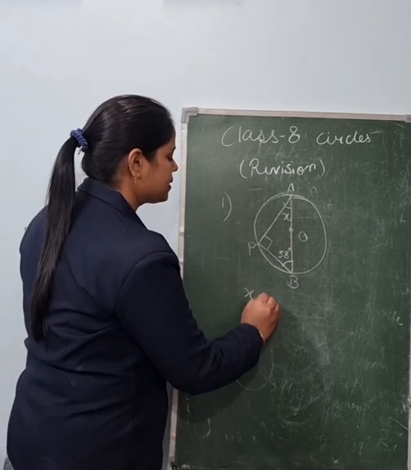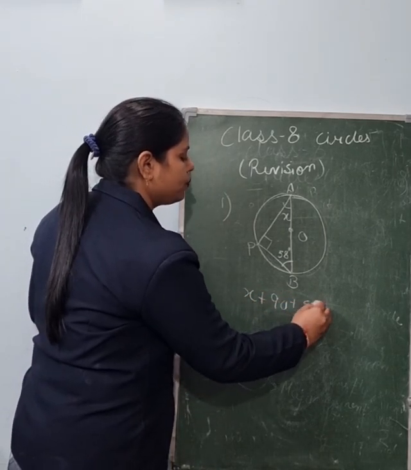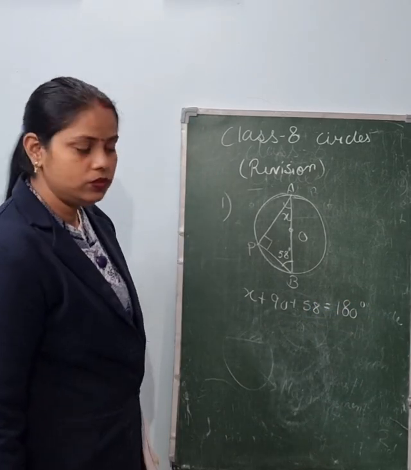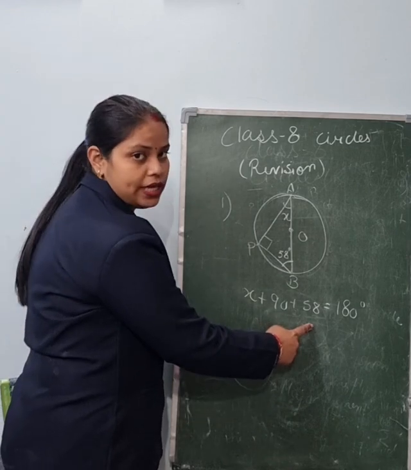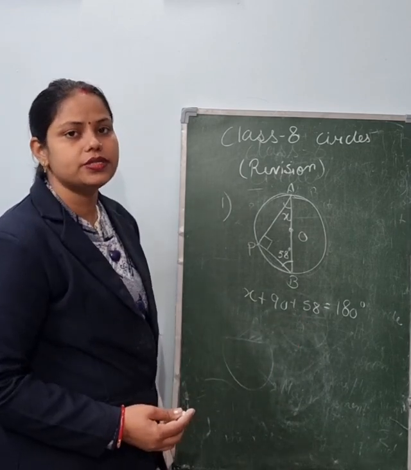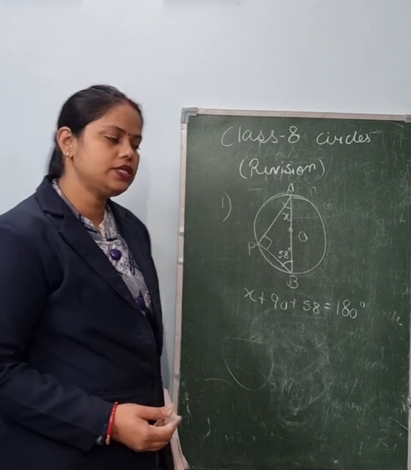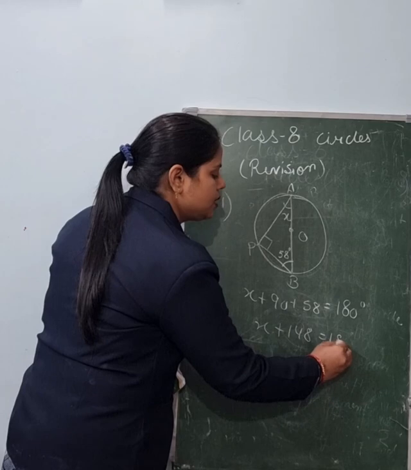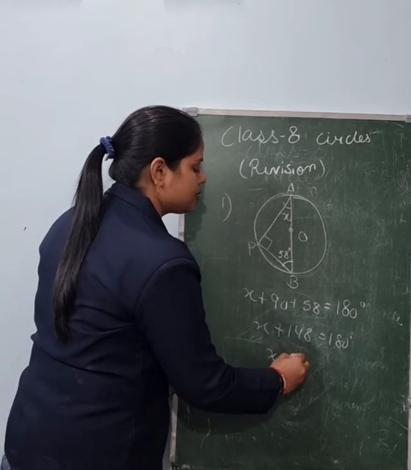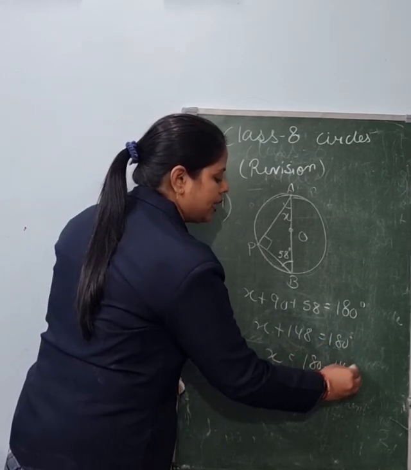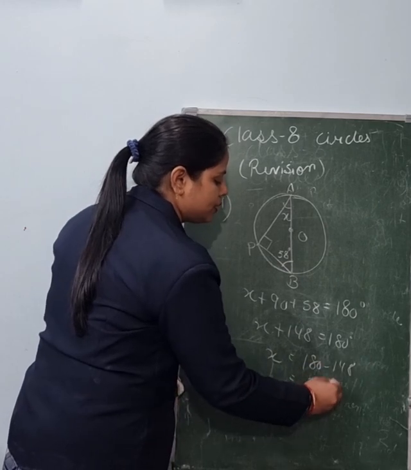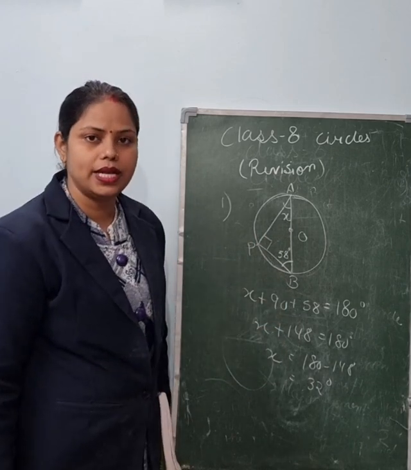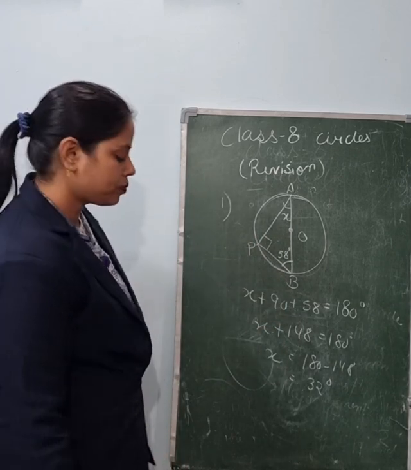Now we can use the property of triangles to get the value of x. So I can use x plus 90 plus 58 is equal to 180 degrees. Now we add 90 and 58. So 90 plus 58 is equal to 148 degrees. So x plus 148 is equal to 180. So x is equal to 180 minus 148, that is equal to 32 degrees. So for this particular x, we are getting the value as 32 degrees.